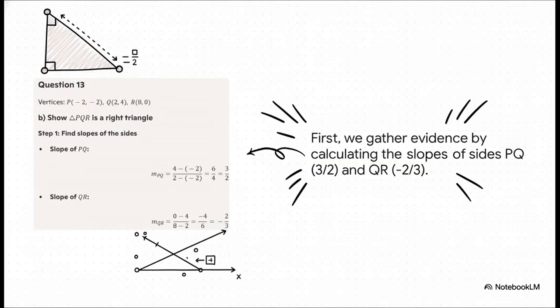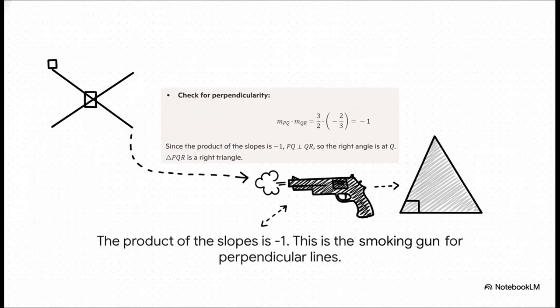Okay, first things first, we gather the evidence. We calculate the slope of side PQ, and that comes out to 3/2. Then we calculate the slope of the side right next to it, QR, which is -2/3. Now we have the key pieces of information we need to move forward. And now for the crucial test. What happens when we multiply these 2 slopes together? Well, 3/2 times -2/3 equals -1.